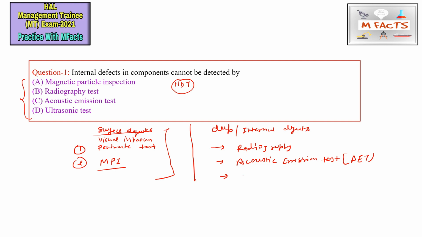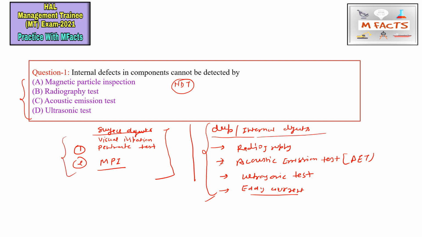The next one is the ultrasonic test. So what are the other methods which you can utilize in NDT for finding the internal defects? The one left is the eddy current test. So here I will mention eddy current also. Eddy current may be utilized for internal defects. So all of these are the NDT techniques which are utilized for deep lying or internal defects, and these three are utilized for surface defects.